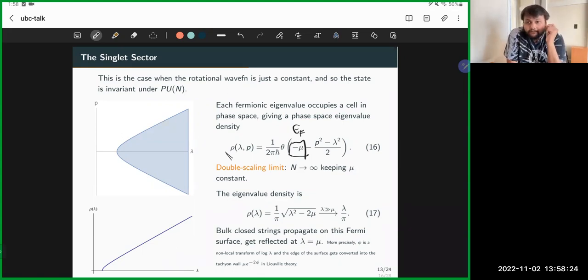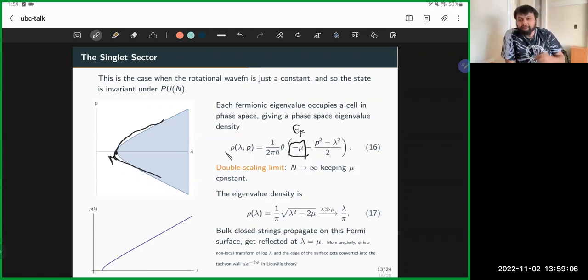To get bulk string theory, you need to look at what's called the double scaling limit, where you take n to infinity, keeping mu constant. Mu is the Fermi energy. So mu is the thing that turns up here. It tells you the left edge of the distribution, and n tells you where it stops on the right edge. What we are saying is that we are sending n to infinity, which means that every eigenvalue to the right of this line is filled. That is what the double scaling limit does.